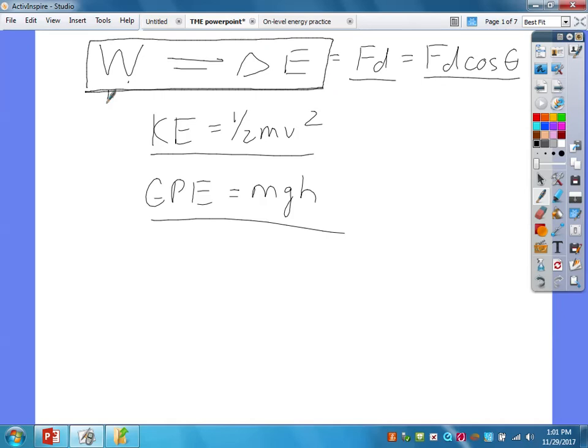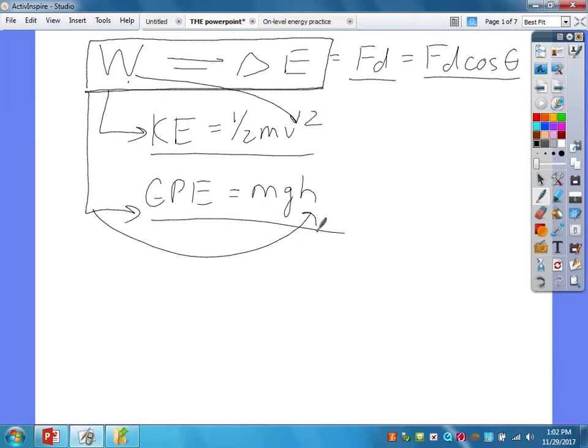So work can cause a change in kinetic energy. If I start pushing an object, it'll start moving faster. Work can cause a change in gravitational potential energy. If I lift an object, I increase its gravitational potential energy. So work causes a change in any type of energy, and as a result, if I'm given work, I could possibly calculate the velocity the object will reach if I tell you how much work I put into the object and you know the mass. I could also tell you how high I lift it if I give you the mass and the amount of work that I apply.